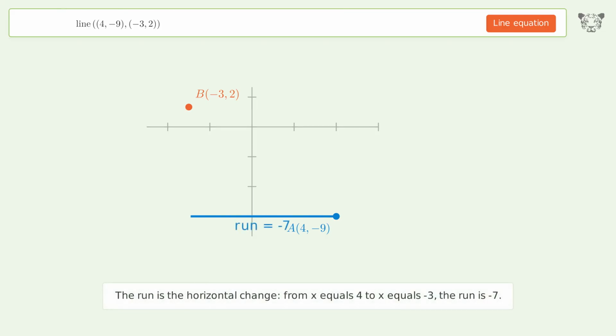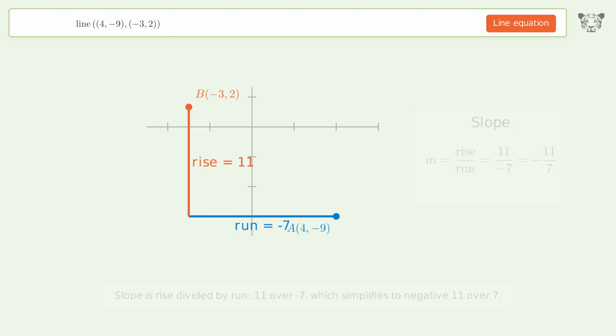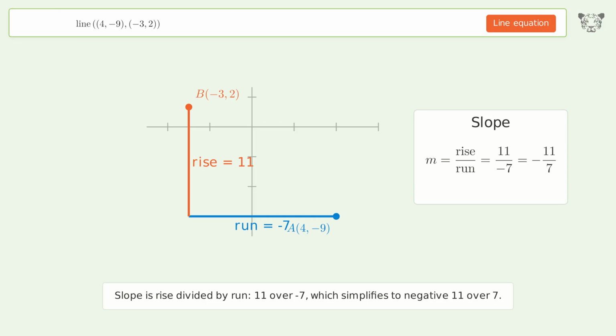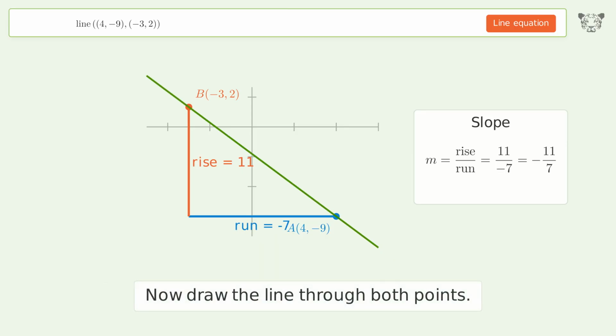The run is the horizontal change, from x equals 4 to x equals -3, the run is -7. The rise is the vertical change, from y equals -9 to y equals 2, the rise is 11. Slope is rise divided by run, 11 over -7, which simplifies to -11 over 7. Now draw the line through both points.